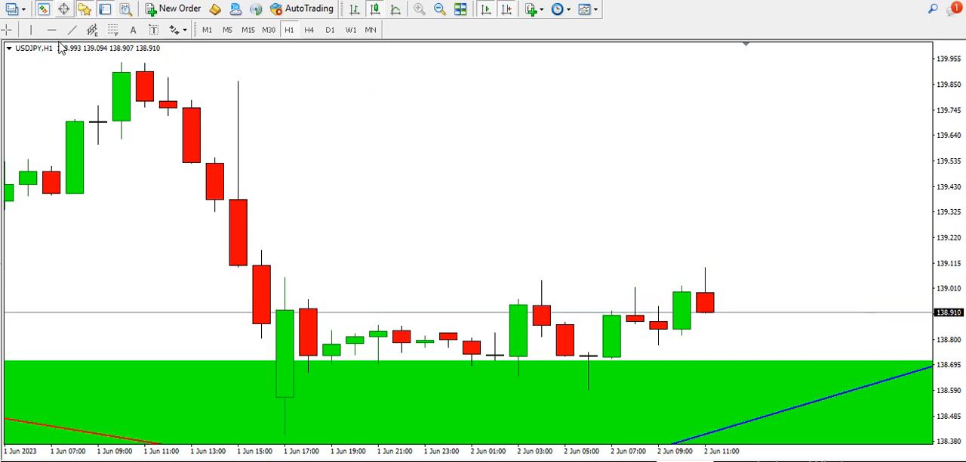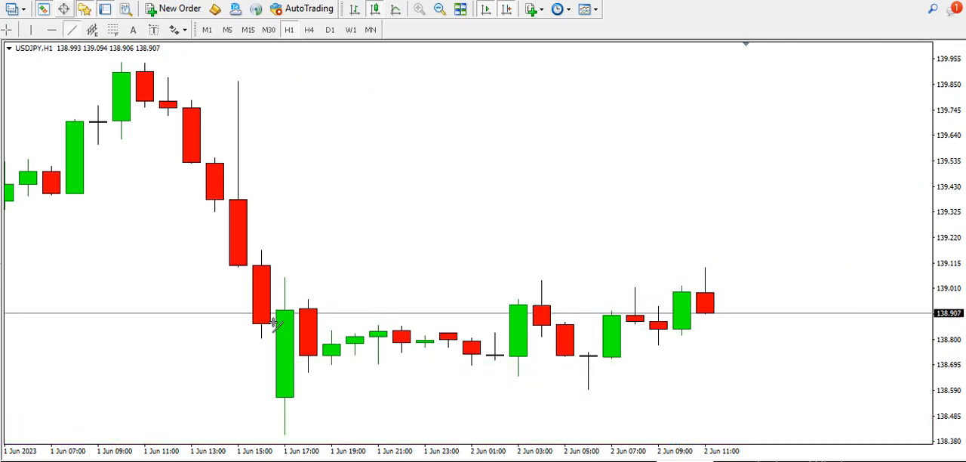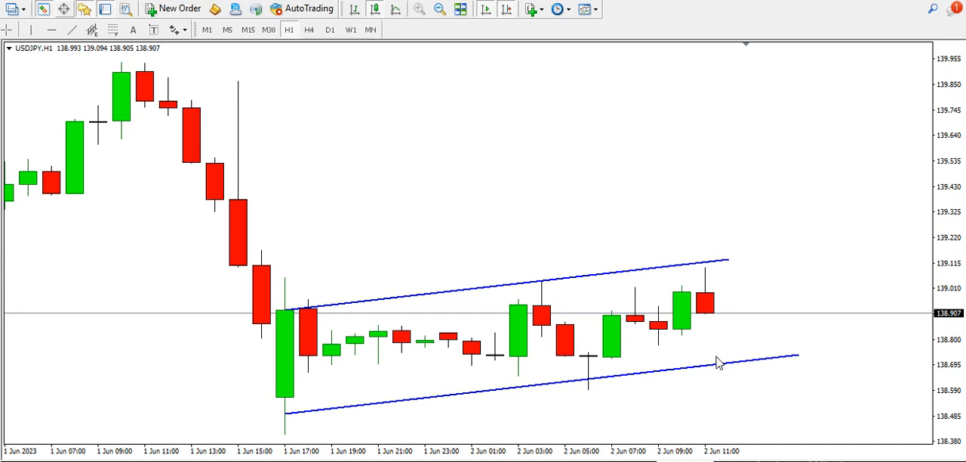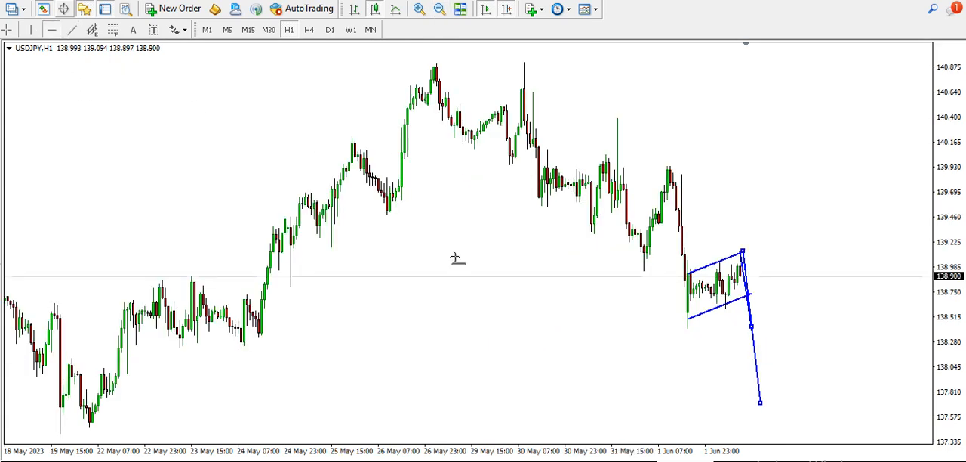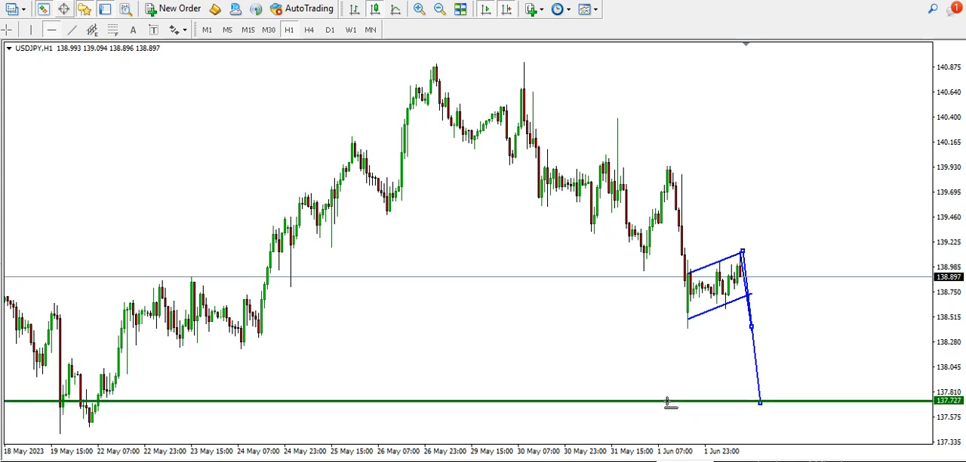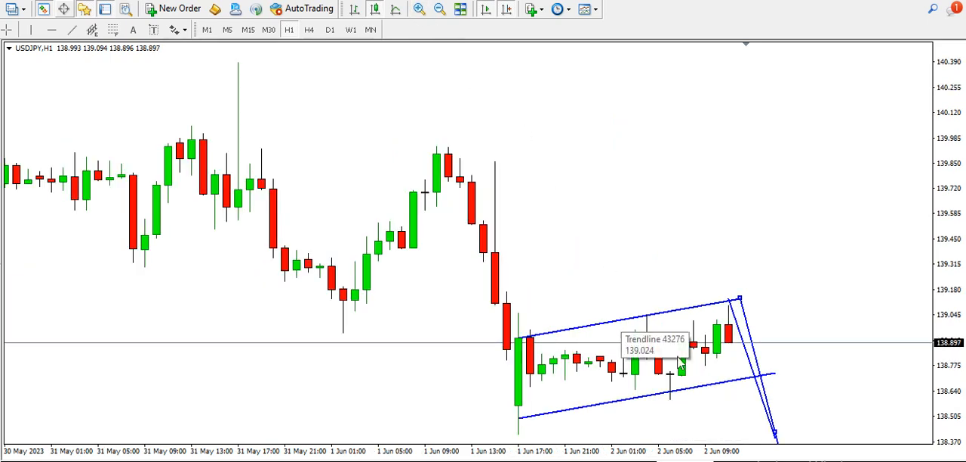On the 1 hour time frame, we can see more like a bearish flag. This is the flag, and we'll be expecting price to break out of this range, and the likely direction for price to break out is downward. If price breaks out downward, this is the flagpole, we might see price descending to the depth of the flagpole, somewhere around the 137.72 area. That is if price is going to drop today after the non-farm payroll data release.